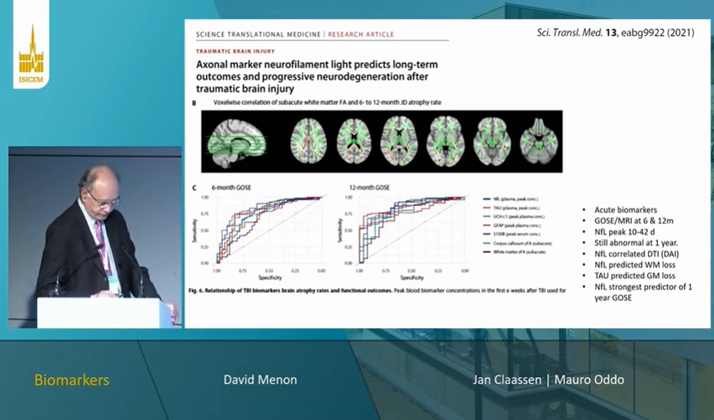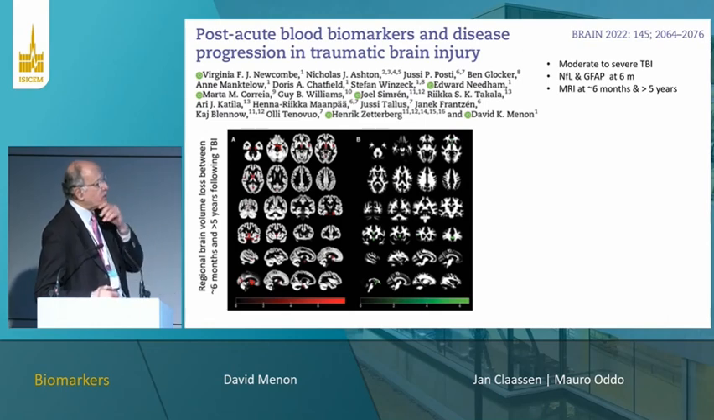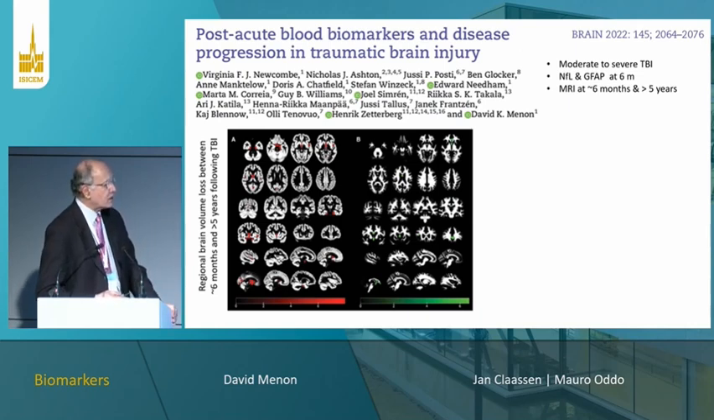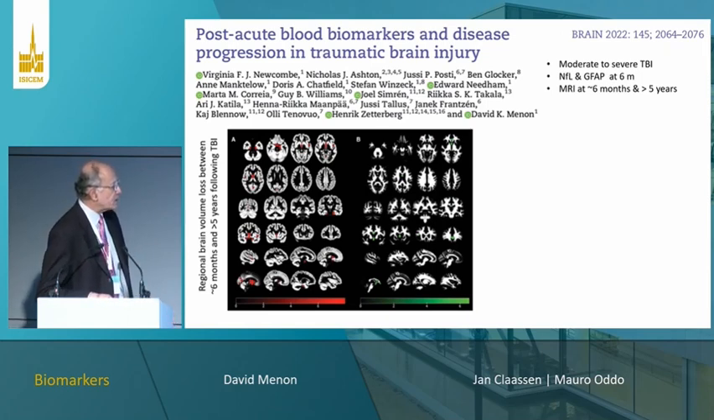In a more recent study from Cambridge, we followed up our Cambridge cohort, and these are patients who had moderate to severe TBI and had NFL and GFAP at 6 months measured, and MRI at 6 months, and at about 5 years. It was actually 5 to 9 years after the injury. And what you can see is the regional brain volume loss between 6 months and 5 years, shown for both gray matter and white matter. You can see for the gray matter, there are some of the usual suspects. The medial temporal lobe, which has been implicated in long-term neurodegeneration, is also picked up. And then there are key white matter areas that have also been shown in the past.